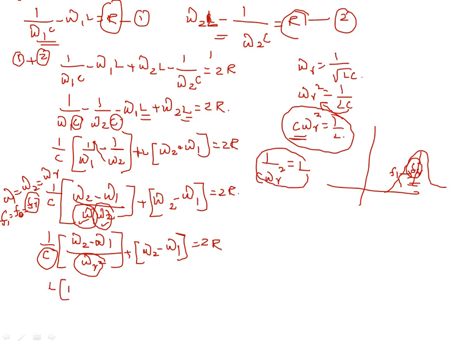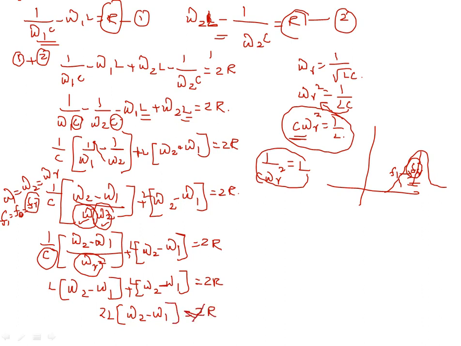So L into omega 2 minus omega 1 plus omega 2 minus omega 1 should be equal to 2R. Here also we have to note one thing, that L comes here, L comes here. So L into omega 2 minus omega 1 plus L into x plus x, 2x. So 2 into L into omega 2 minus omega 1 is equal to 2R. So the 2's are cancelled. Now omega 2 minus omega 1 should be equal to R by L.